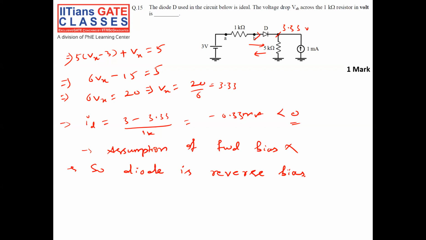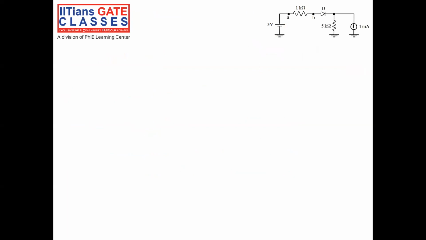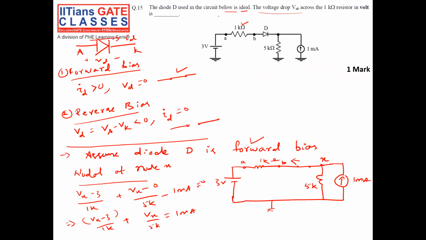Okay, so with the reverse bias assumption, let us build the circuit now. Since we came to the conclusion that the diode is reverse biased, I have to replace it with an open circuit. This is the point A, this is the point B. This is 3 volt. Then we have a 5 kilo ohm resistor in series with 1 milliampere. The question asked is that we need to calculate the voltage drop VAB.